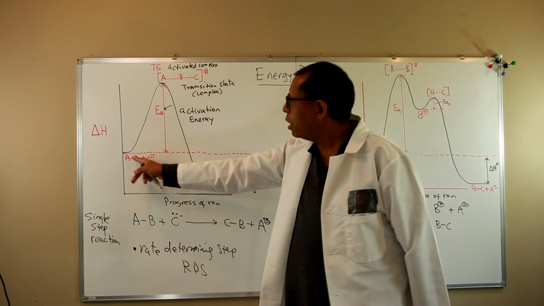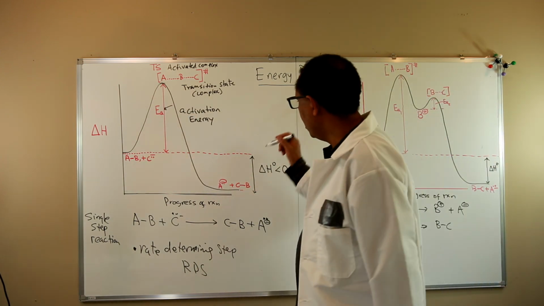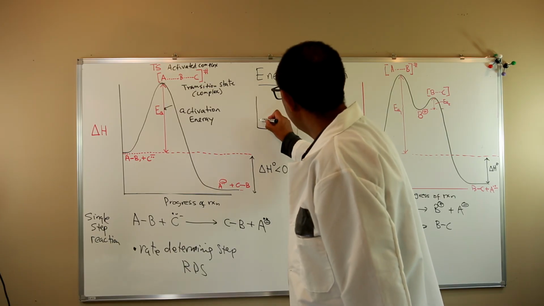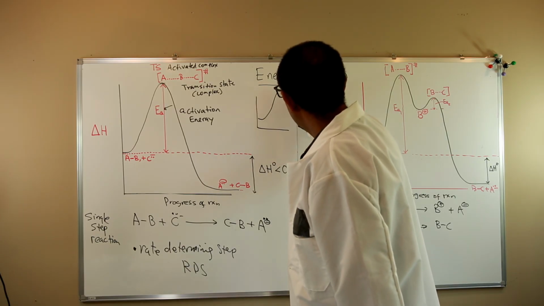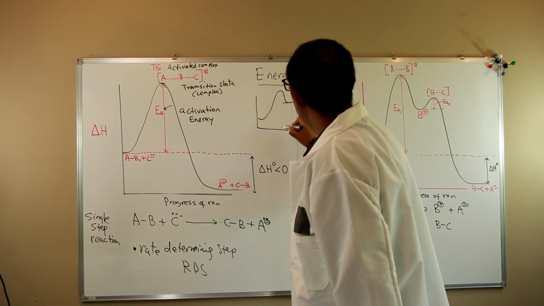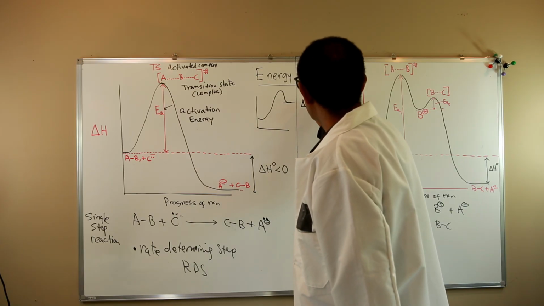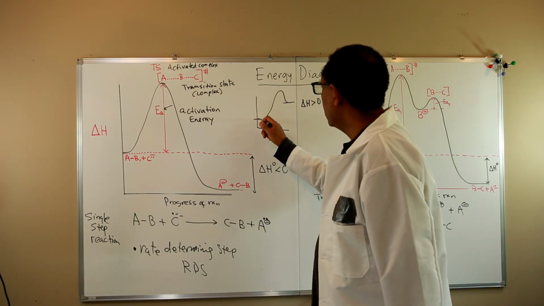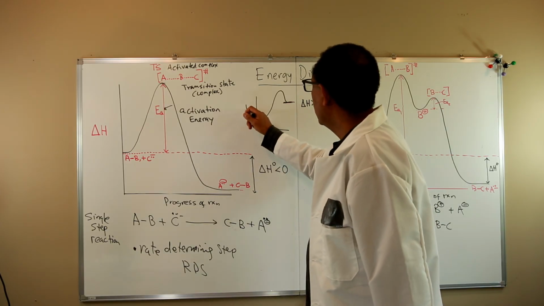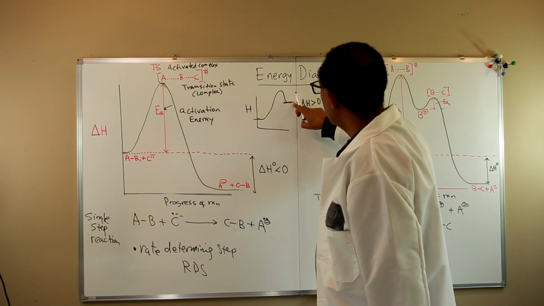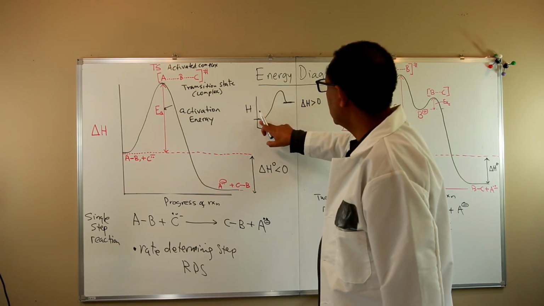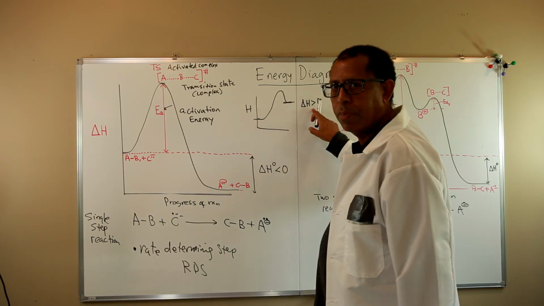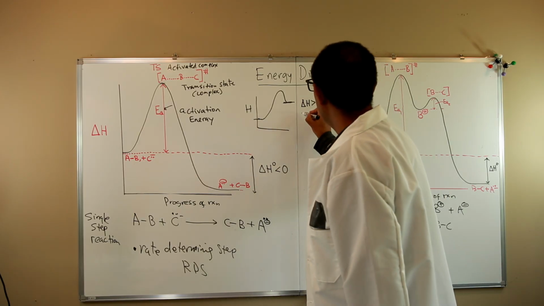But in the energy diagram, if this diagram looks like, for example, like this, where delta H is greater than zero, right? Because the H of the products minus the H of the starting materials is positive, greater than zero. That is endothermic.